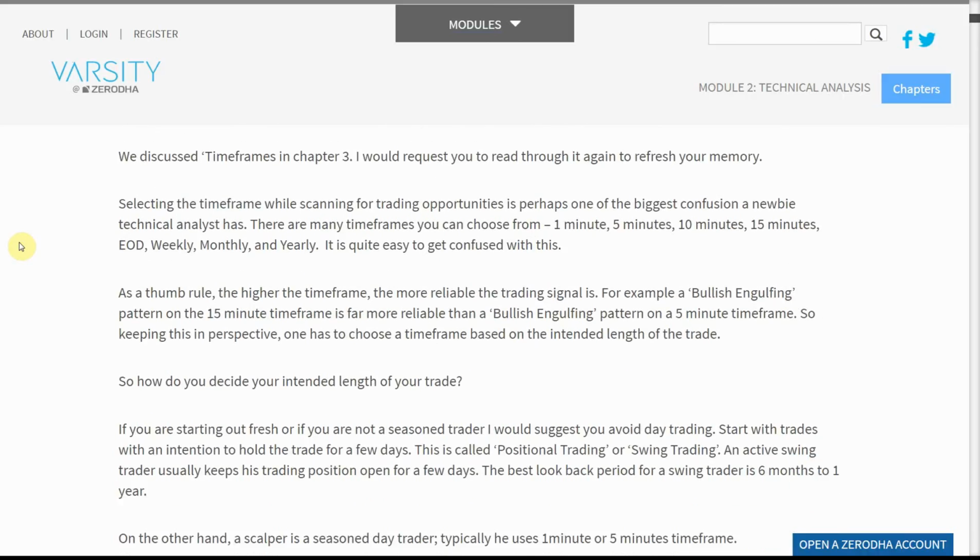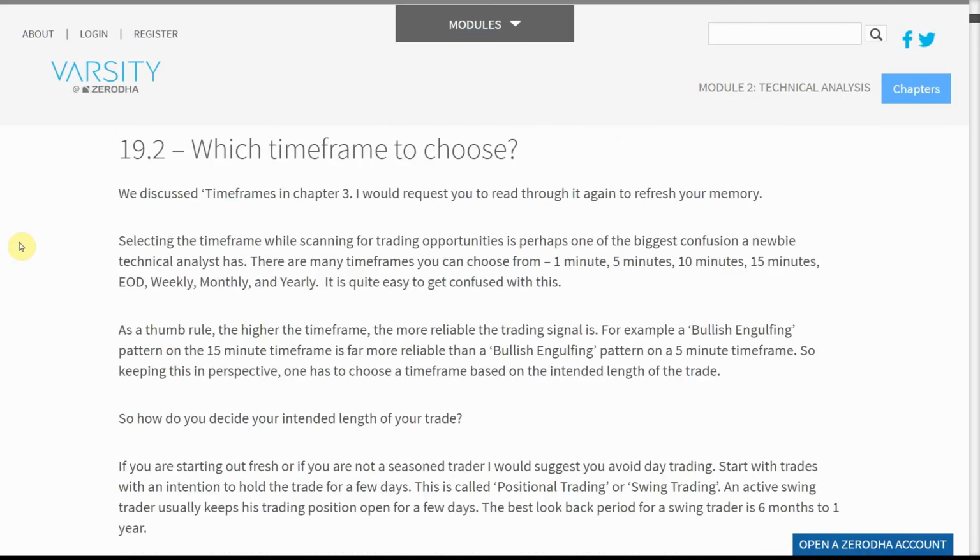19.2 Which time frame to choose? We discussed time frames in Chapter 3. I would request you to read through it again to refresh your memory. Selecting the time frame while scanning for trading opportunities is perhaps one of the biggest confusions a newbie technical analyst has. There are many time frames you can choose from: 1 minute, 5 minutes, 10 minutes, 15 minutes, EOD, weekly, monthly, and yearly. It is quite easy to get confused with this.